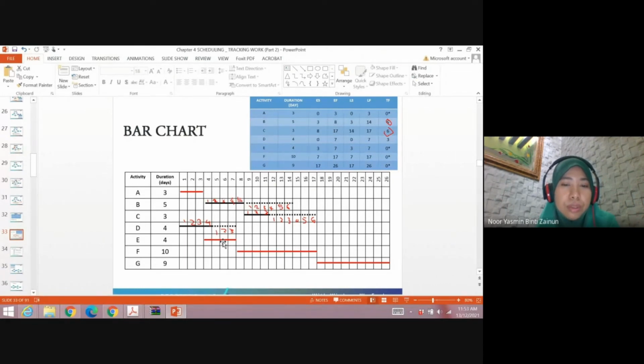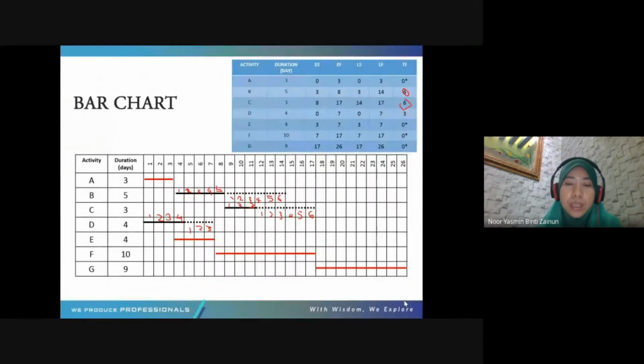1, 2, 3, 4. So that's why when you're doing the bar chart, it is easier if you draw the critical activities first, because the critical activity will be continuous. Okay, A finish, then E can continue. After E finish, then F can continue for 10 days. After F finish, then G can continue for 9 days without any float.